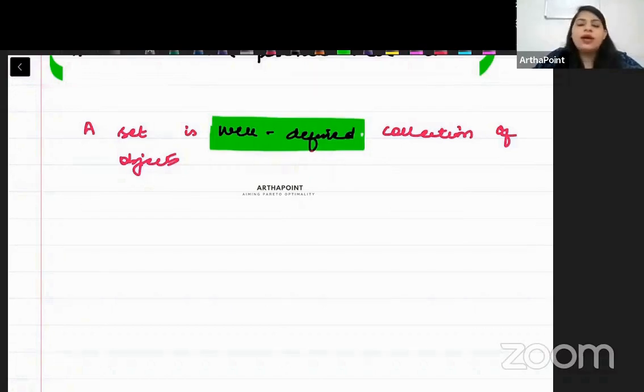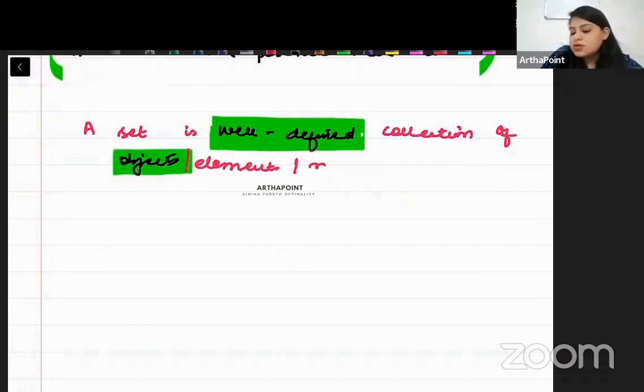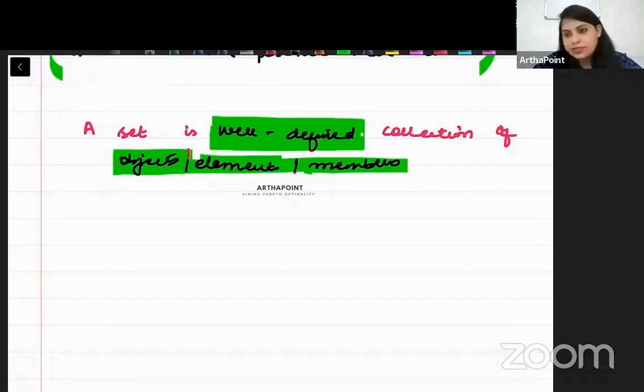The second thing that I want to highlight: instead of objects, many books will use elements. Many books will use members. Objects, elements, members, these are all synonymous to each other. They all mean the same thing. They are not different things. So please understand that object, element, and member are synonymous to each other.